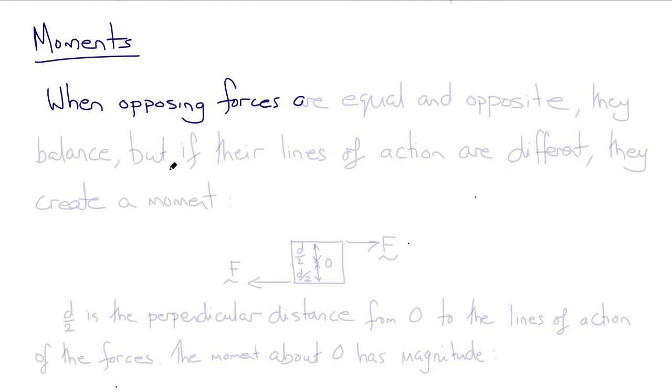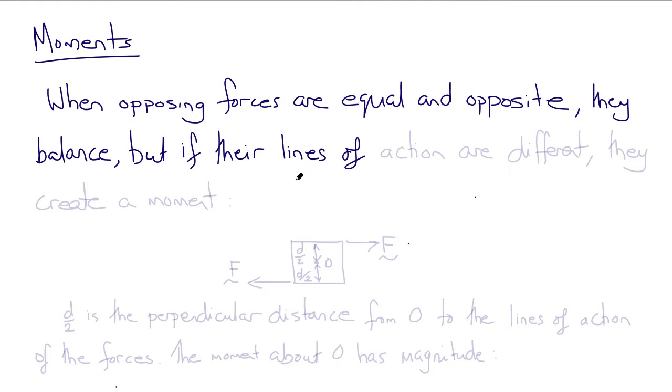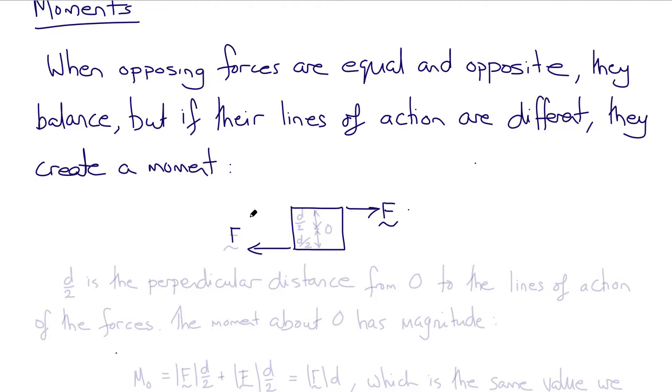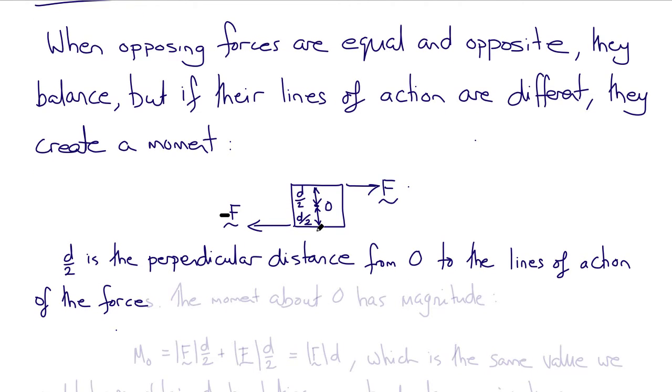The other quantity that we'll use in statics and dynamics that's very important are moments. When we have opposing forces that are equal and opposite, they balance out. But if their lines of action are different, they create a moment. So a pair of equal and opposite forces, shown here as F, and I guess we should call this one minus F, is a couple. And they generate a moment, and we could calculate that moment about the point O here at the center, where D upon 2 is the perpendicular distance between each force and that origin.